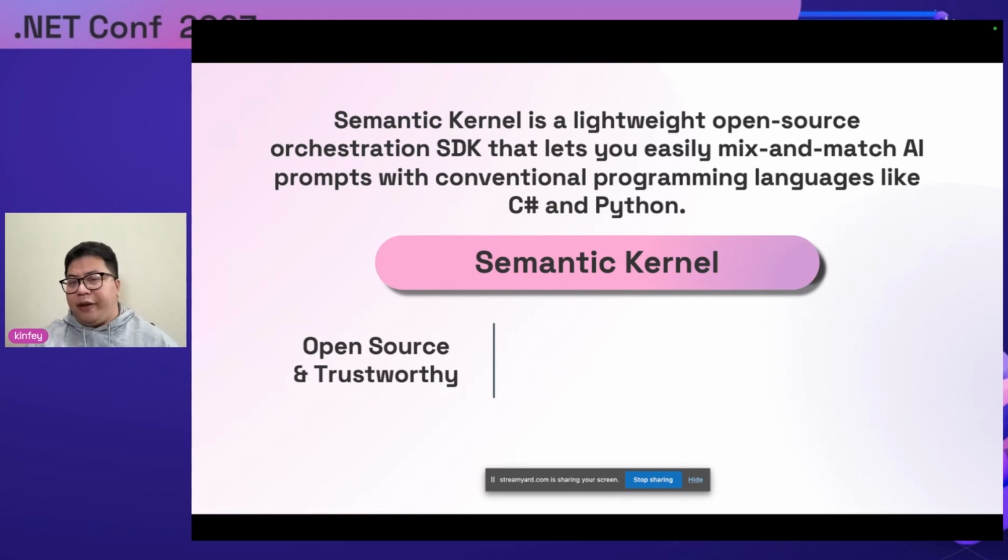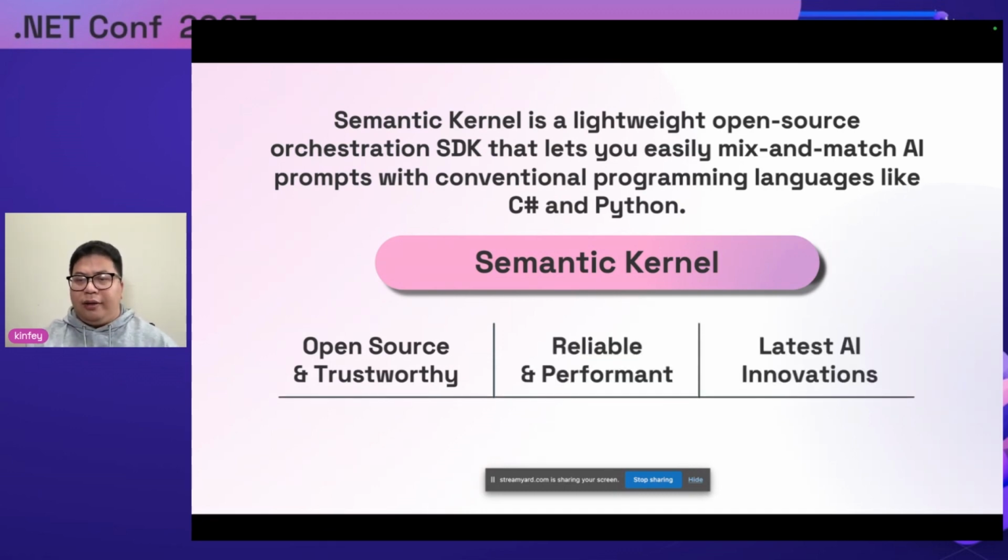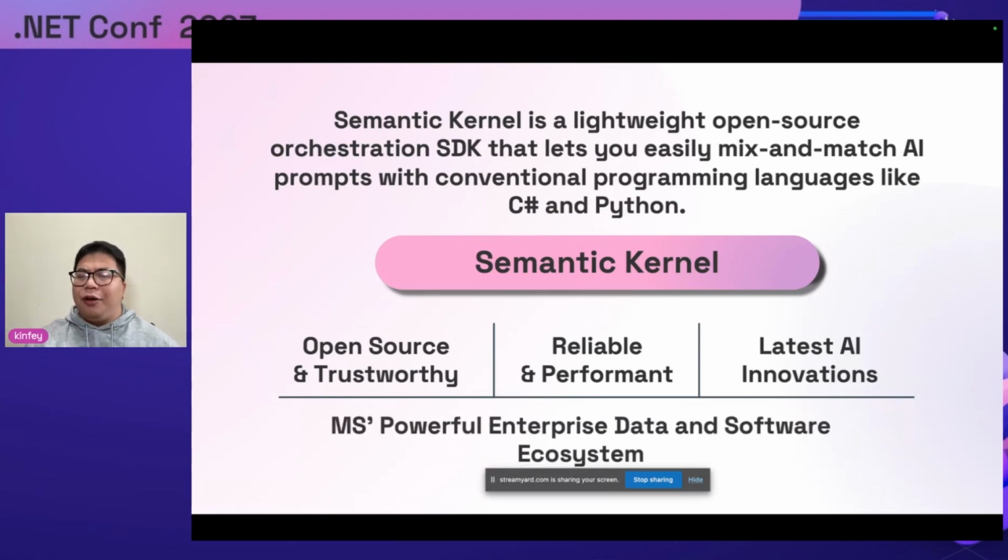This is open source things. Another is reliable and performant. And the last thing is the AI innovation. I think John gave us many Semantic Kernel concepts and topics in a .NET conference. But another important thing is Microsoft's powerful enterprise data and software ecosystem.